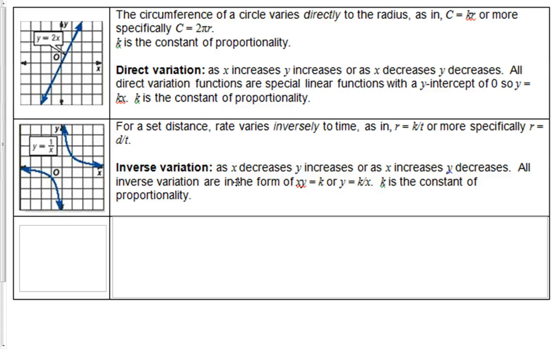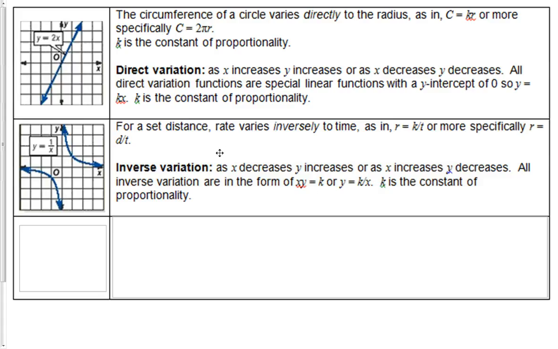Inverse variation says that as x decreases, y increases, or as x increases, y decreases. Every inverse variation is written in the form x times y equals k, or y equals k over x. This is probably the more common form to see it in.